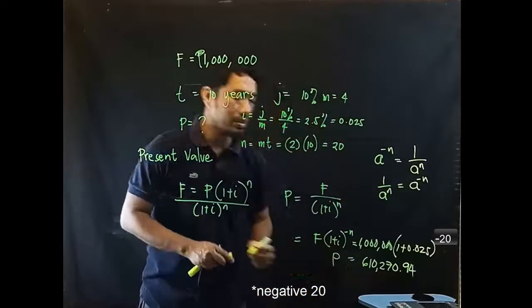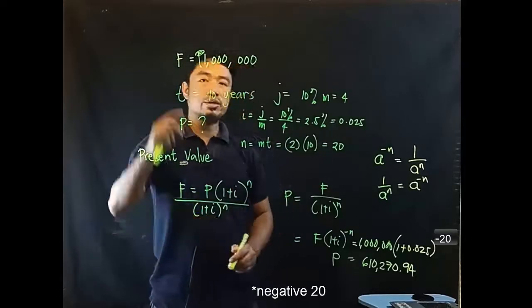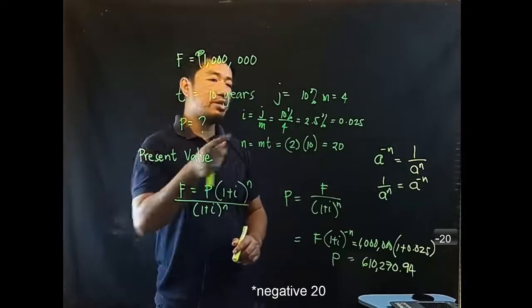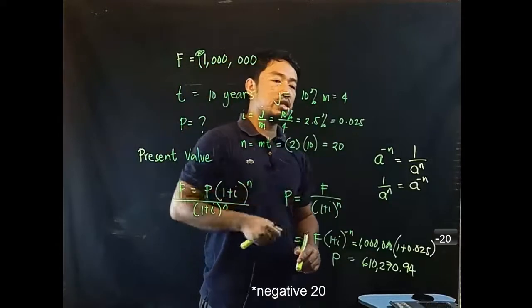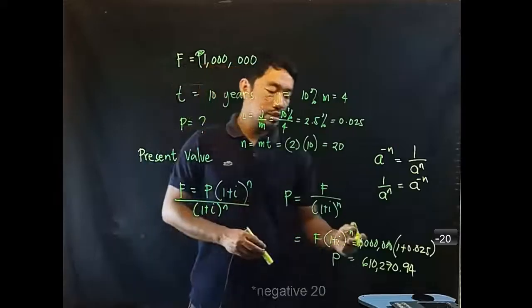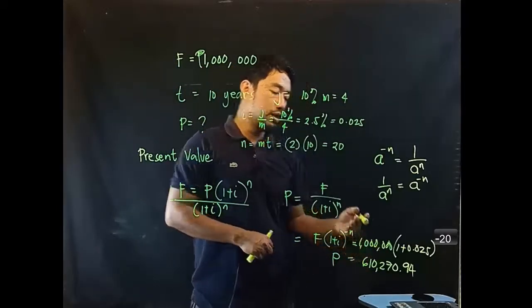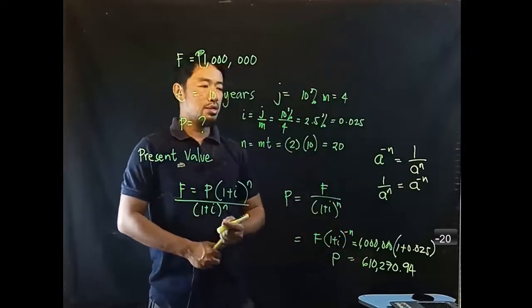This present value, again, means that in order to gain 1 million pesos after 10 years with this interest rate and number of compounding periods per year, you need to invest 610,270.94 at present.